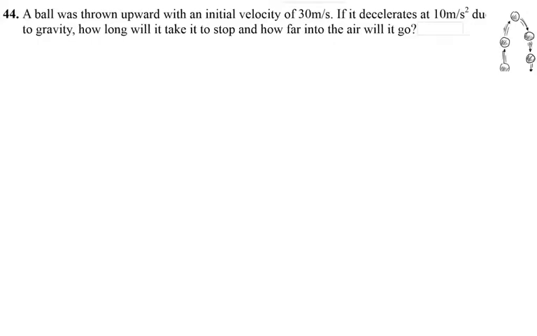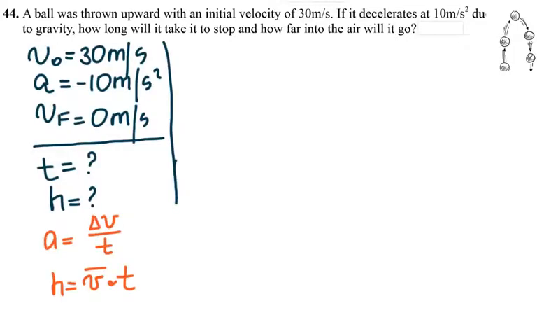This is an interesting question, and I'm going to do more questions related to free fall, but this is the first example of free fall. In this case, they say the ball is thrown upward with initial velocity of 30 meters per second, and it decelerates at 10 meters per second squared due to gravity. How long will it take for it to stop, and then how far into the air will it rise? Again, let's write everything that is given, write down the formulas, pause it, try to solve it, and then let's do it together after you are done so you can check your answers.